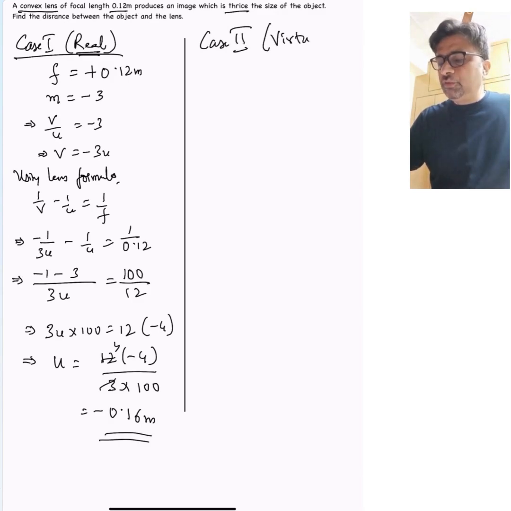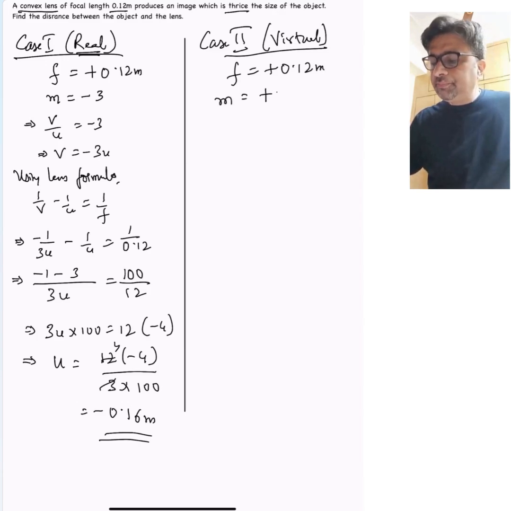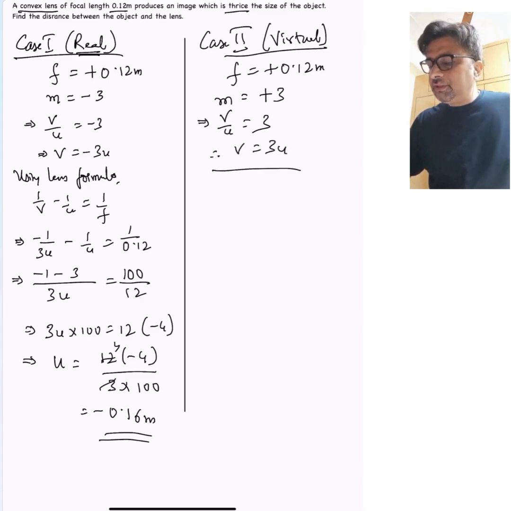Now we'll talk about the second scenario, when the image is virtual. Once again, focal length will be plus 0.12 meters. In this case, M is going to be plus 3 because it's a virtual image. And that gets us V by U is equal to 3, and therefore V is equal to 3U. Again, the lens formula, 1 by V minus 1 by U gets us 1 by F, and therefore 1 by 3U minus 1 by U is equal to 100 by 12.